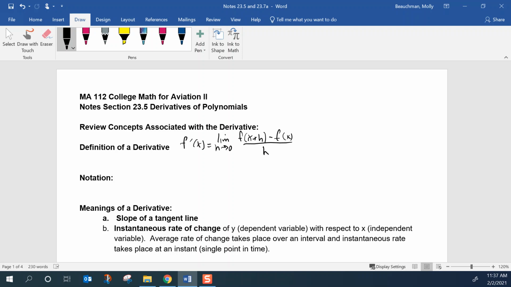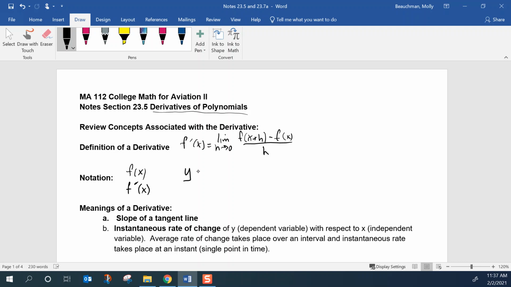So we've used this definition previously. Now what we want to do today is figure out, is there an easier way with specific types of functions, such as polynomials, to find the derivative without having to use this long definition? So I want to take a look at some notation for derivative. If your function is f of x, f prime of x is a notation for derivative.